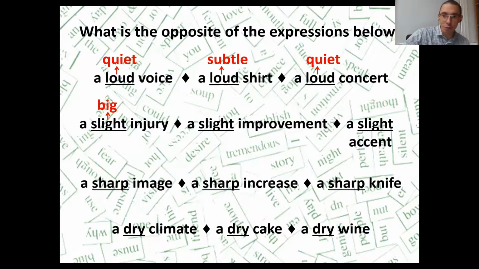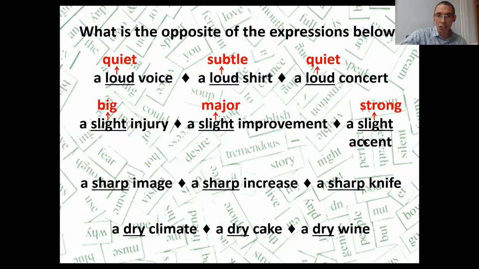How about a slight improvement? Considerable improvement. Oh, that's a great one. We can often say major. Major. And the last one, a slight accent. He has a slight accent. A strong accent, maybe. Strong. Yes, strong is perfect. In this case, we would say strong accent. So these are some collocations too that we use together with these.